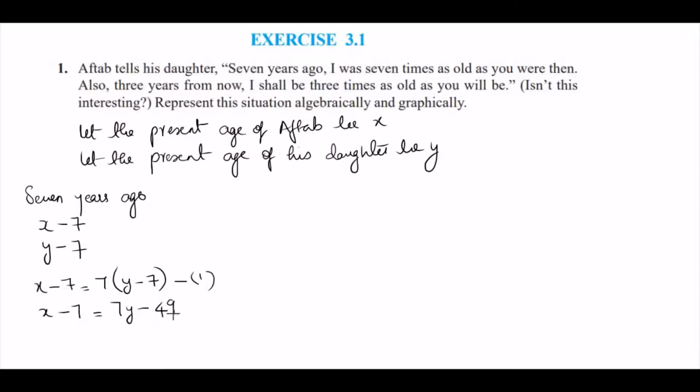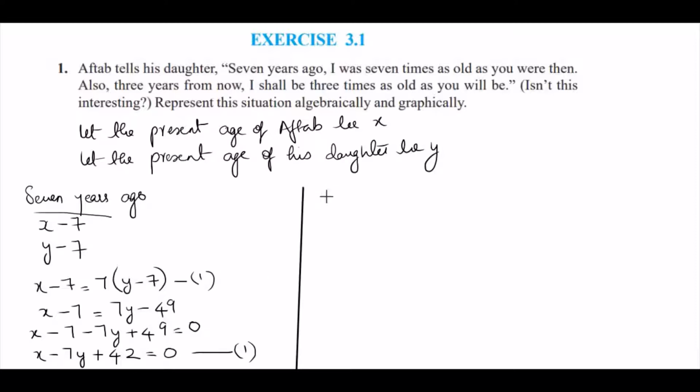So when you take the 7y and minus 49 to the left hand side, it becomes x minus 7 minus 7y plus 49 equal to 0. x minus 7y minus 7 plus 49 is plus 42 equal to 0. So this is the algebraic representation of the first equation. So the first case 7 years ago is represented algebraically as x minus 7y plus 42 equal to 0. That is the linear equation in two variables.